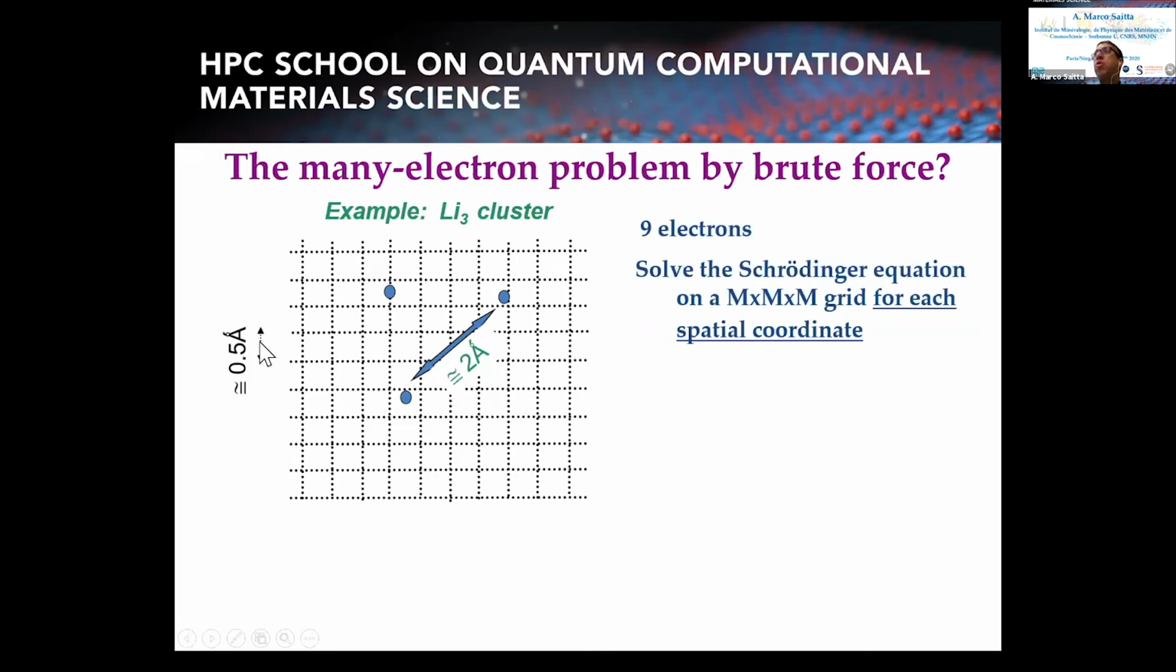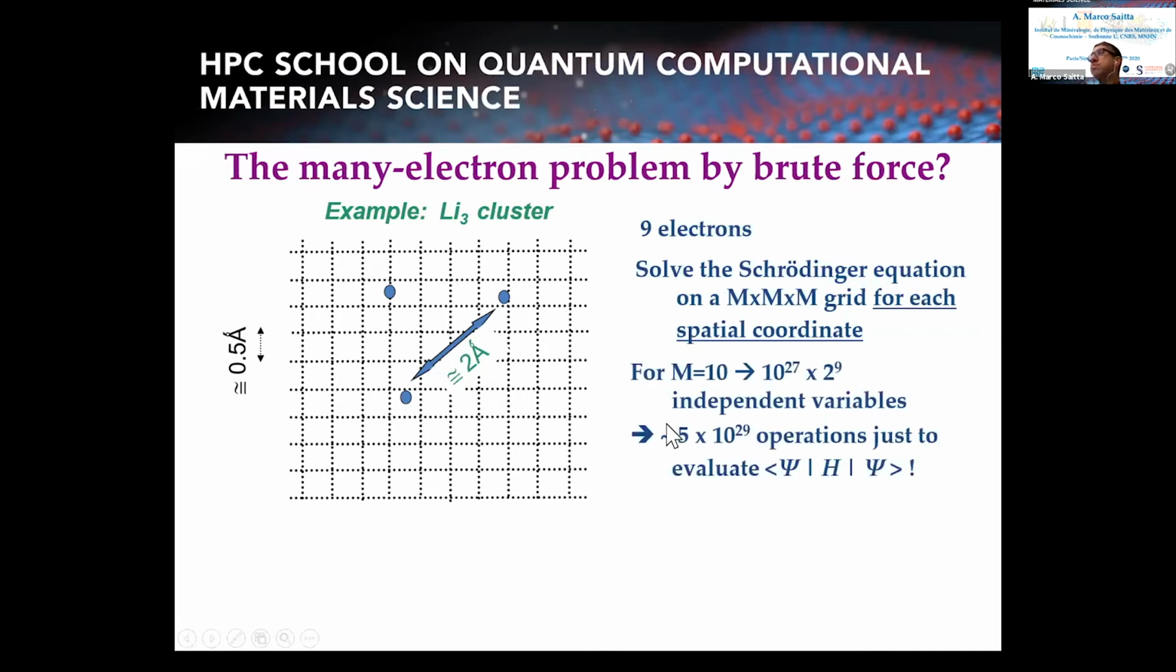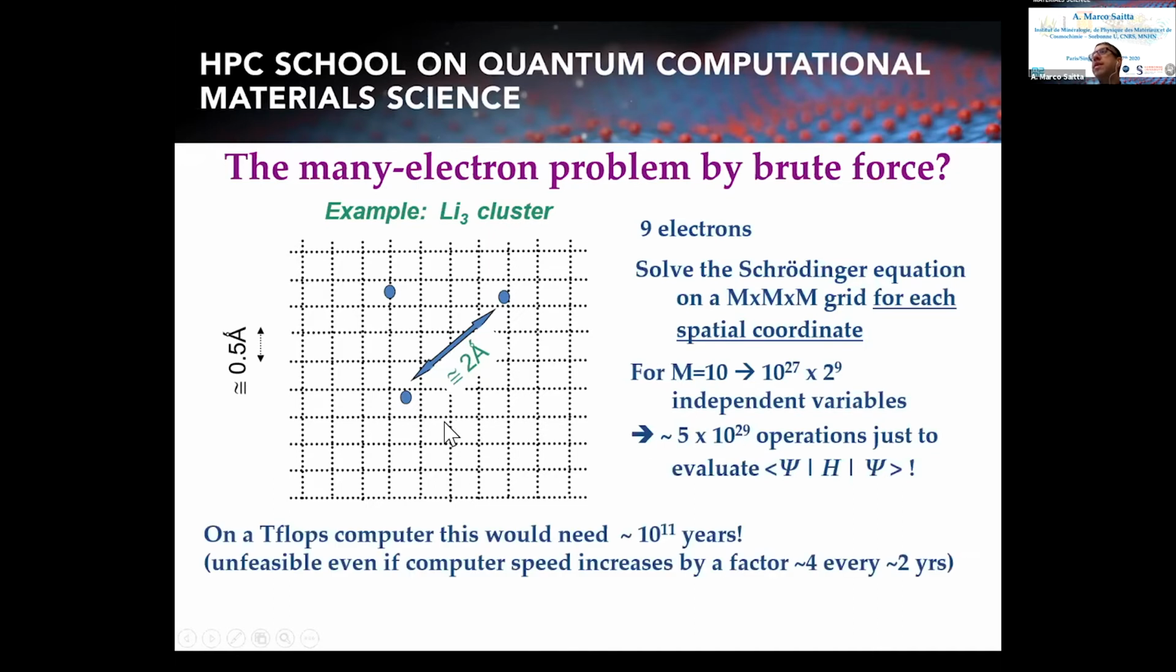And if we take a grid of 0.5 angstrom, which is not very fine, if you think that the regular distance should be about 2 angstrom, it's easy to see that just to make one single psi H psi calculation, we need 10 to the 29 operations, which means that even on teraflop computers, this will take several billion years just to do this single calculation. So we cannot go brute force. We have to do something else.